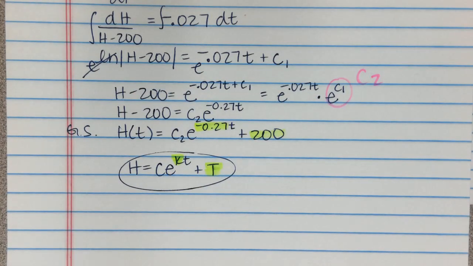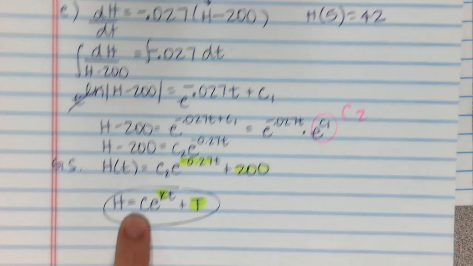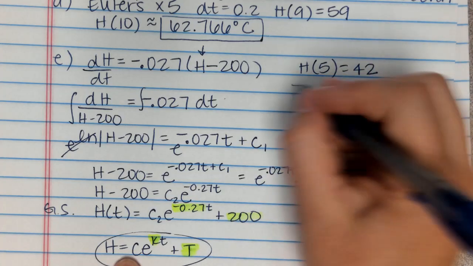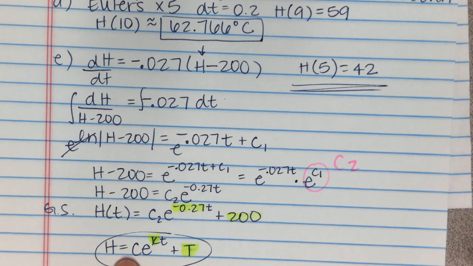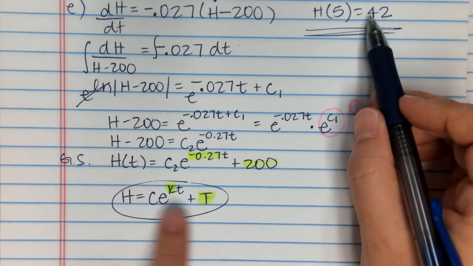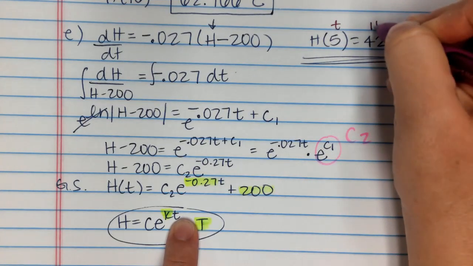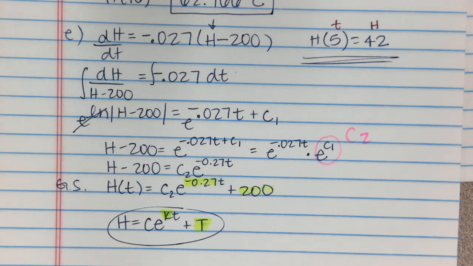You can just write C. We need to figure out what the C is, but what's the only way we can find C? Oh, we need an initial condition. We need a point. There you go. Your point is 5, 42. Go ahead and plug 5 in for the little t. Plug the 42 in for H, and now we're solving for C.